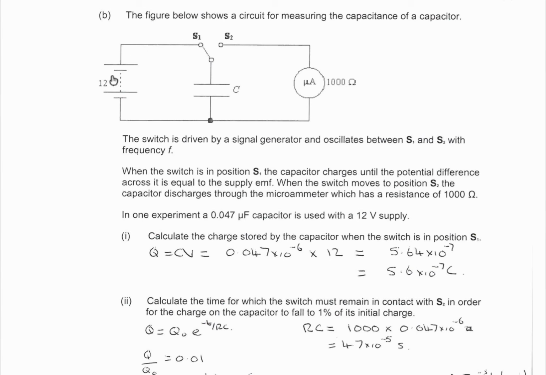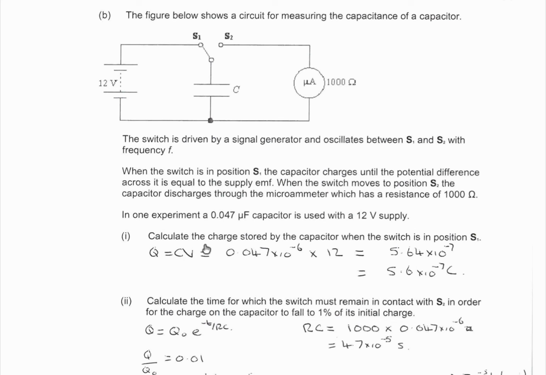So in other words, it'll flick over to S1, and incredibly quickly this will have a potential difference of 12 volts. When the switch moves over to S2, the capacitor discharges through this microammeter, and it reiterates that we've got a resistance of 1000 ohms. In one particular experiment, this capacitor, a 0.047 microfarad capacitor, is used with a 12 volt supply.